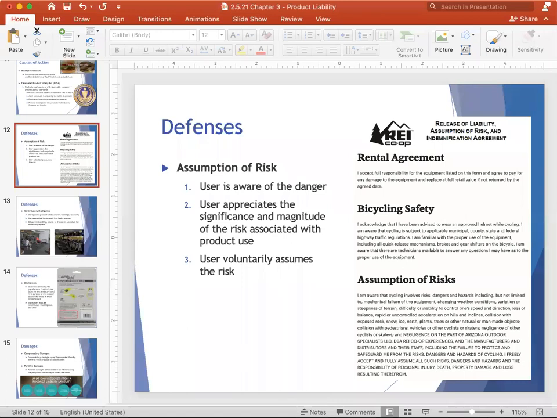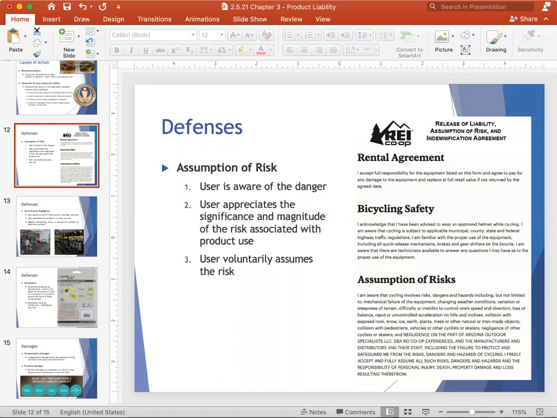And you'll see the example on this slide with REI. In their equipment rental agreements, they always include assumptions of risk. So this is an equipment rental agreement for bicycles. And what's great is that it not only talks about how to use a bicycle, right? Like look at highway traffic regulations. I love it. Proper use of equipment.